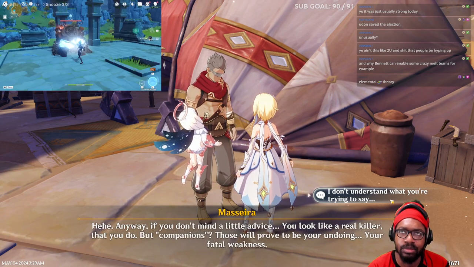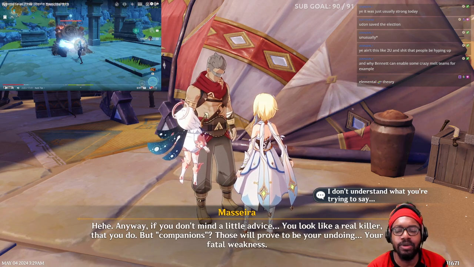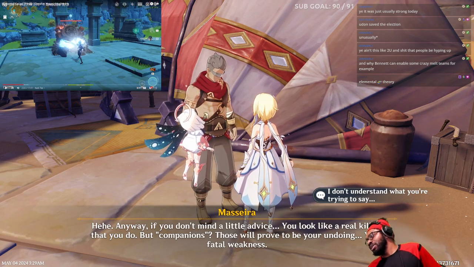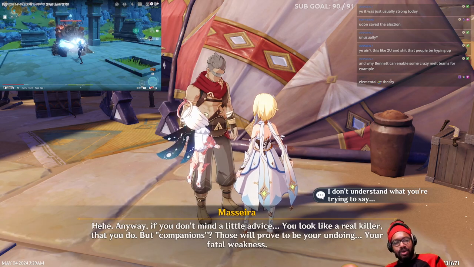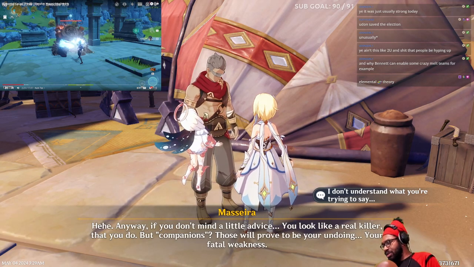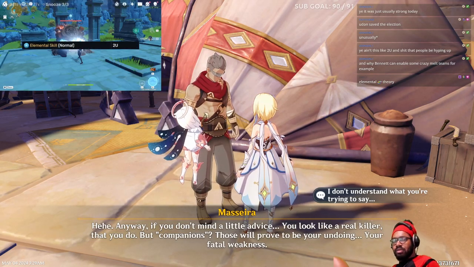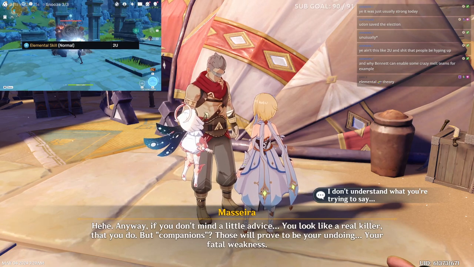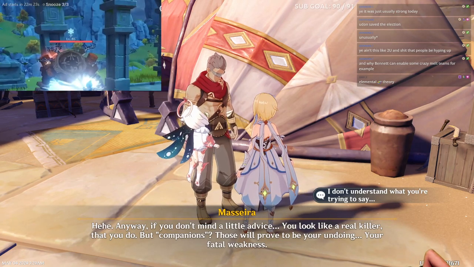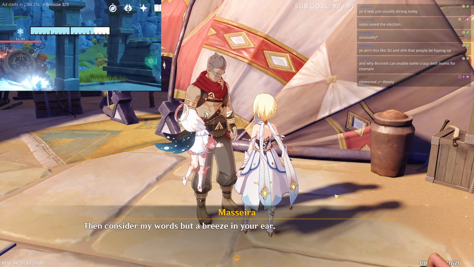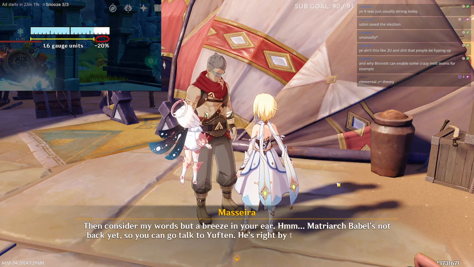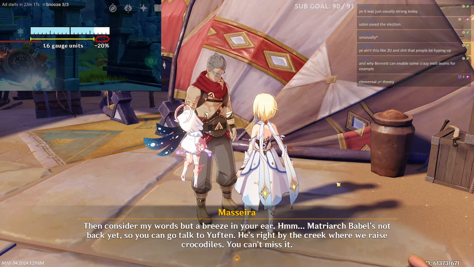In this example, I'm using Kaya's skill to apply cryo on this Ruin Guard. Kaya's skill is a 2U attack, which normally applies 2 gauge units of cryo. But since it's being used to generate an aura, the amount of cryo that actually gets applied is 20% less, or 1.6 units in total.